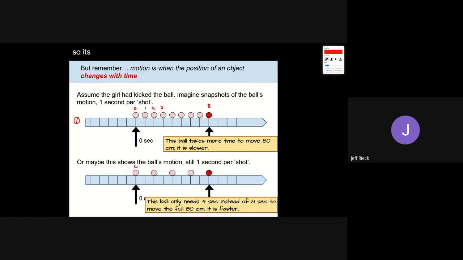So its position at 0, 1 second, 2 seconds, 3 seconds, and 4 seconds. So our example along the top, it takes 8 seconds to travel a distance of 80 centimeters. And along the bottom, it only takes 4 seconds to travel 80 centimeters. And so that's something I think that we probably already understand, that an object that takes less time to travel a particular distance is moving at a faster speed.